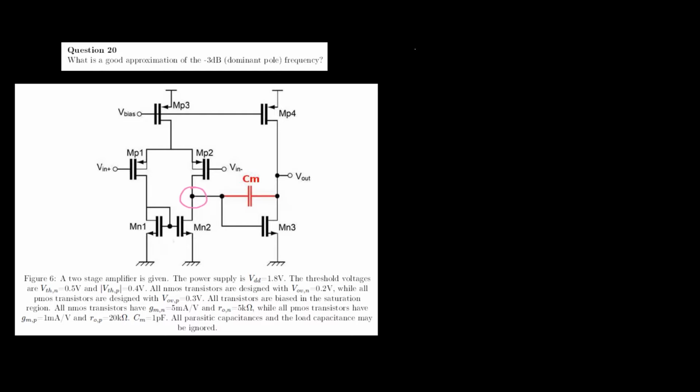Finding that pole frequency first requires us to compute the time constant in this node. And the time constant again is just the product of the resistance in this node and the effective capacitance in this node. Let's start with the resistance.